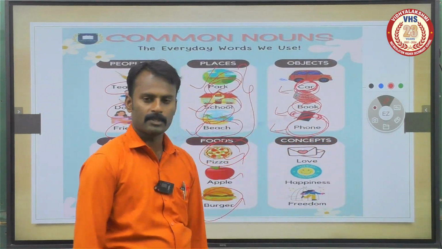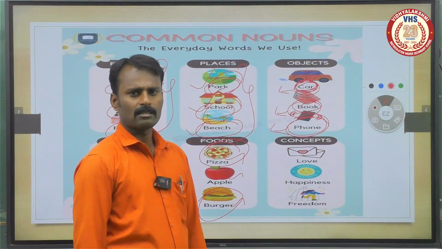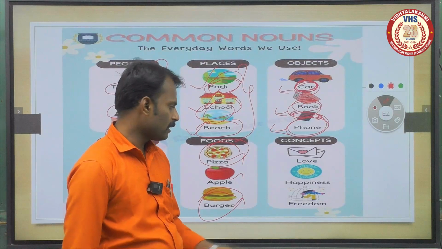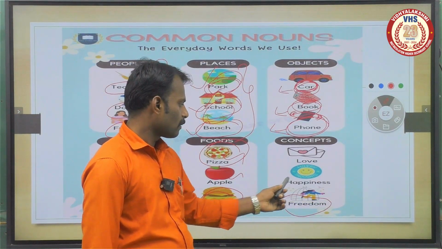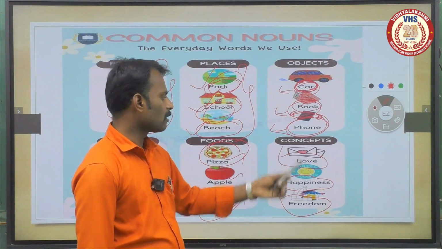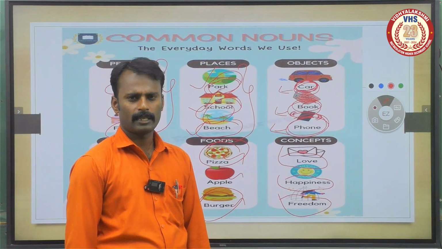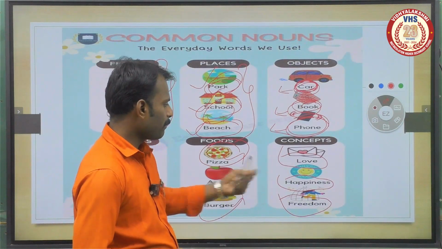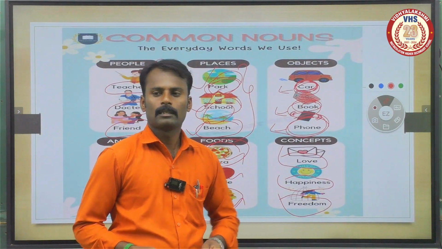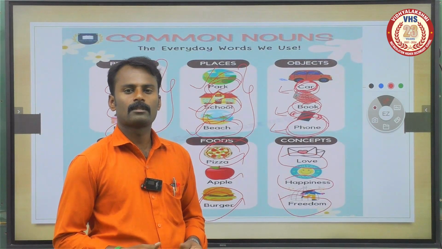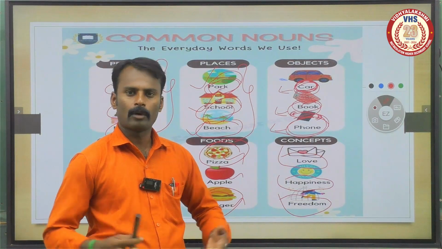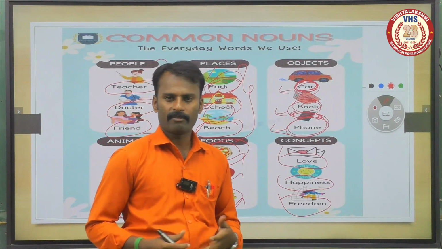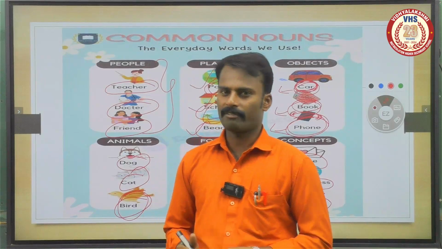Next, the last one, concepts. Concept means something we can only realize, that is love, happiness, freedom. These all are common ideas and common concepts. If you talk about love, there is true love and fake love. Happiness also has many varieties, that is light happiness and more happiness. And freedom also has many types: total freedom, half freedom, such kinds of freedom are available.